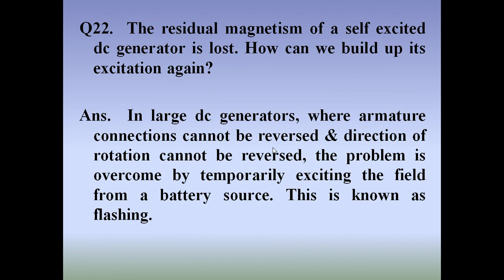Question number 22. The residual magnetism of a self-excited DC generator is lost. How can we build up its excitation again? Answer is, in large DC generators where armature current is high, armature connections cannot be reversed and direction of the rotation cannot be reversed. So the problem is overcome by temporarily exciting the field from a battery source. This is known as flashing.